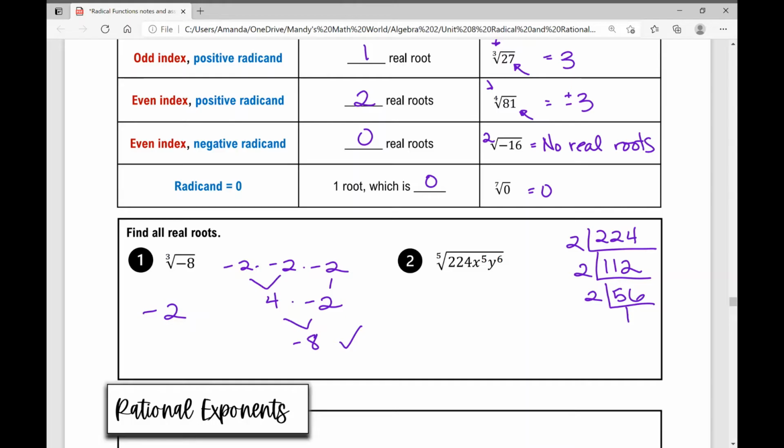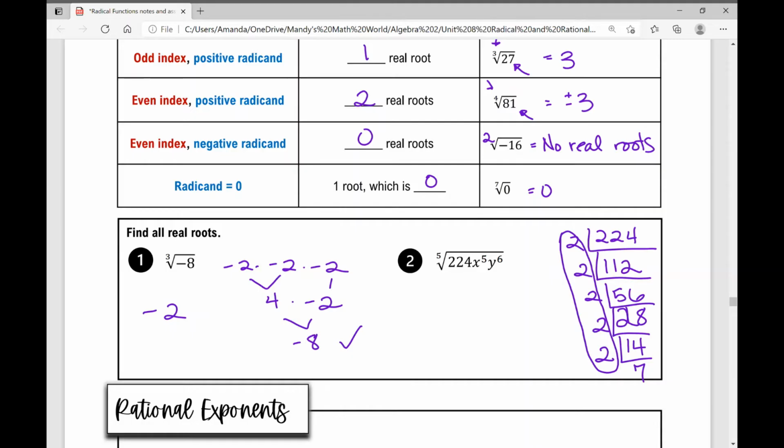28. Oops, I'm sorry. Let me see if I can write that. 28, so 2 times 28. Also even, divisible by 2. 14, also even, divisible by 2. 7. Here's the prime factorization of 224. I've got 5 2's, so 2 to the 5th power times 7.